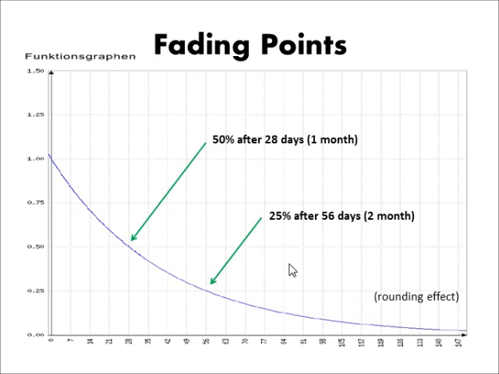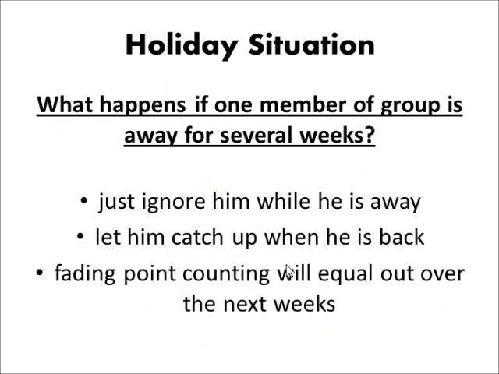So why this concept? It sounds a bit complicated. It's done everything automatically for you. But why this kind of complicated concept? Because it solves the holiday situation. The good thing is, if somebody is away from the community on holiday or visiting parents, whatever, you don't need to change anything. You just ignore him while he is away. And when he comes back, you let him catch up and do his stuff.